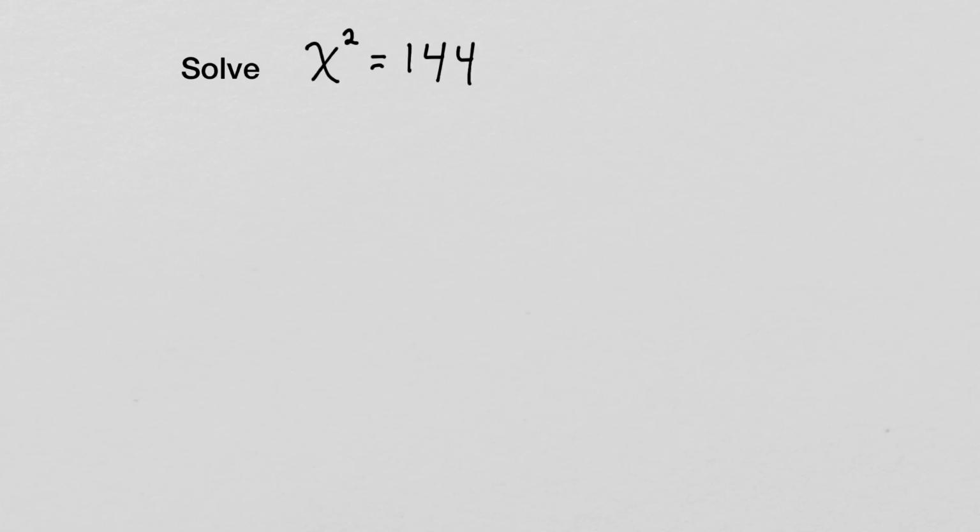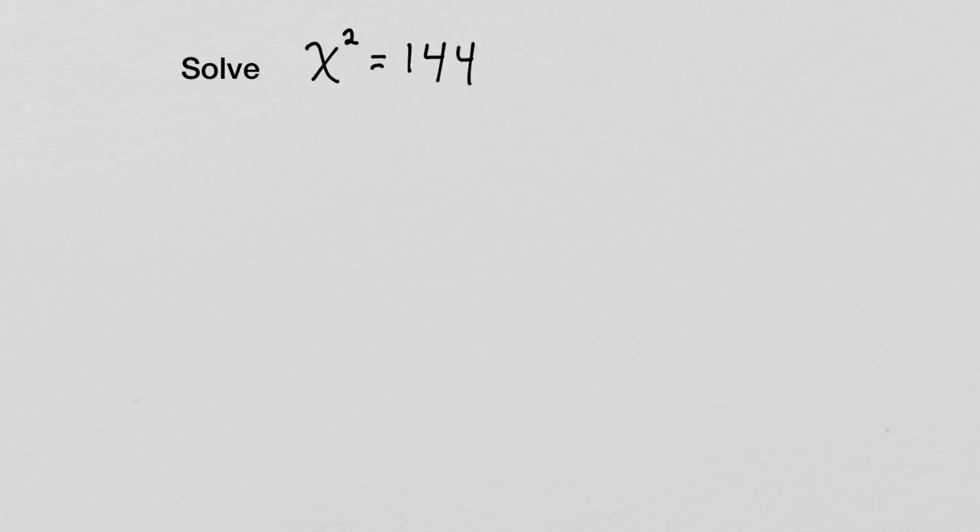This equation is asking us to solve for x. Well, we have x squared equals 144. The first thing that I notice is that we have this x squared right here, and I want to get rid of that, so we're just left alone with the x.